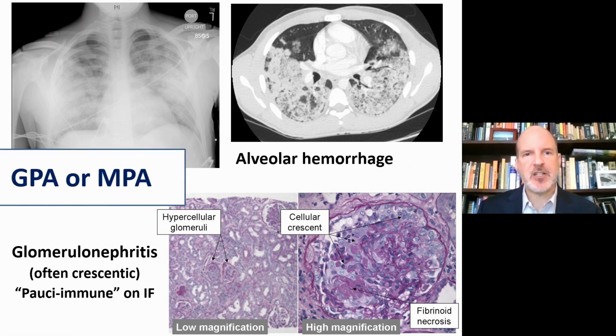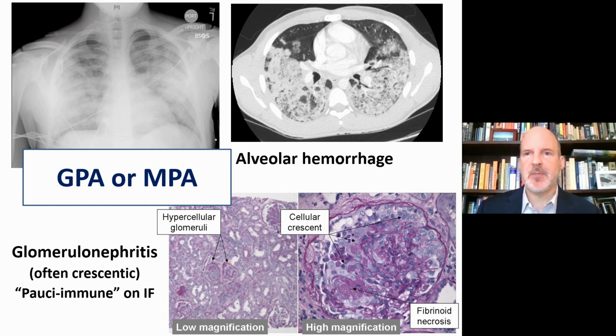And either of these pictures could be GPA or MPA, and it depends on whether the patient has granulomatous inflammation somewhere else. But about 80% of the time, the combination of glomerulonephritis and diffuse alveolar hemorrhage is going to be GPA or MPA.